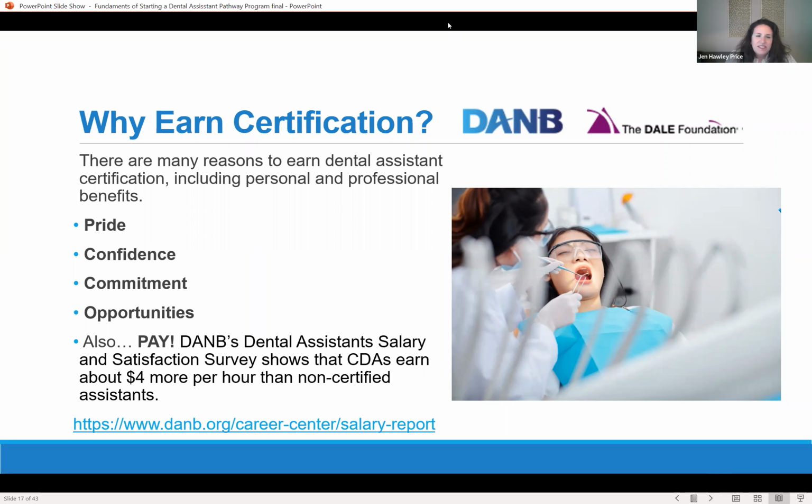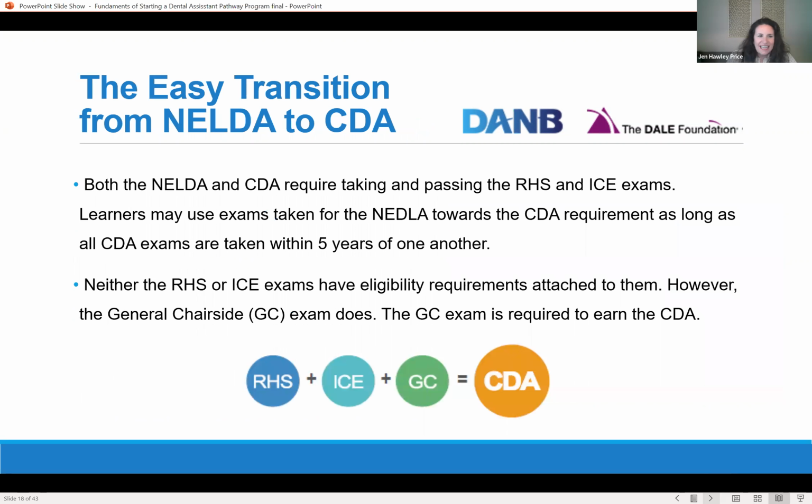In addition to CDAs earning about $4 more per hour than non-certified assistants, individuals that hold more than 1 certification tend to earn on average $6 more per hour than those who do not have a certification. So there's some very exciting information and data behind there. If you're looking for data that you want to share with your programs and those involved, the link to that is included in the PowerPoint presentation. Next slide, please.